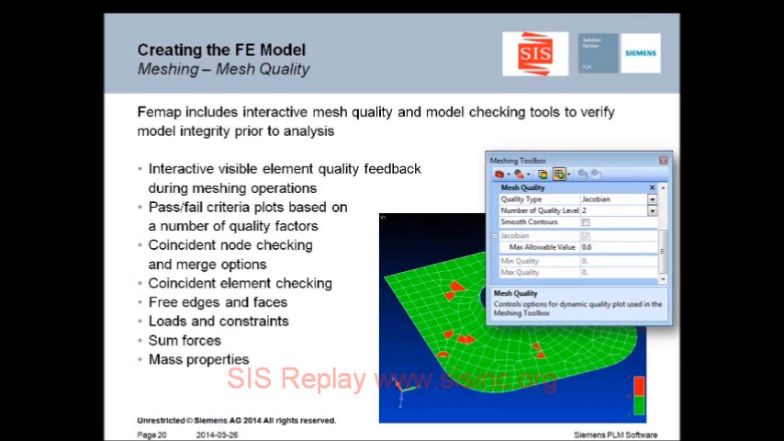You have free edges and faces that can highlight some of these things. You can check your loads and constraints. You can do things like sum forces. You have mass properties, so you can check the weight of the model, make sure that's correct, and various things you can do before you set the analysis off.